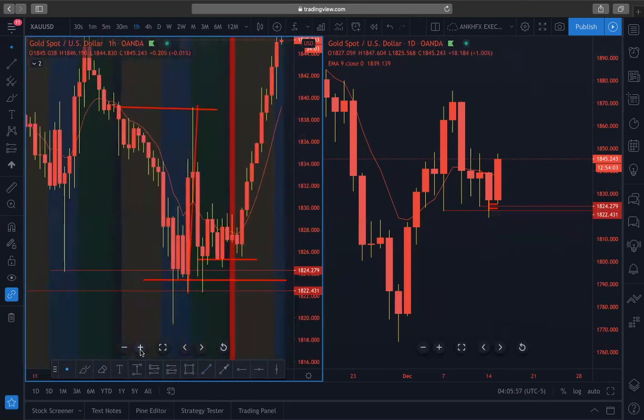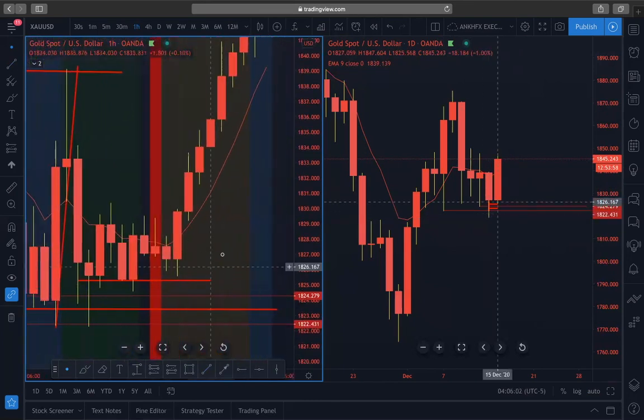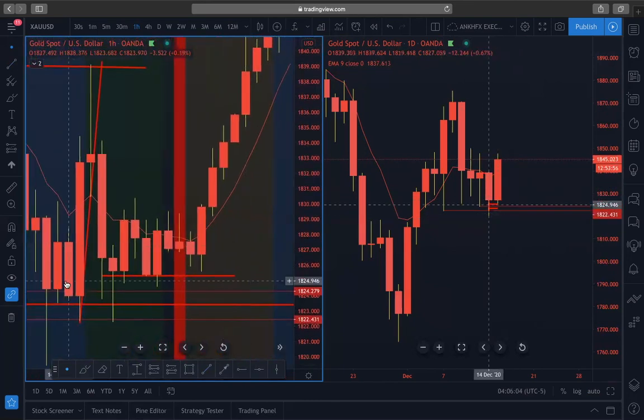Buyer's block, seller's block, it doesn't really matter what you call it. So from the mid of New York till the close of New York, the market was just ranging around this.